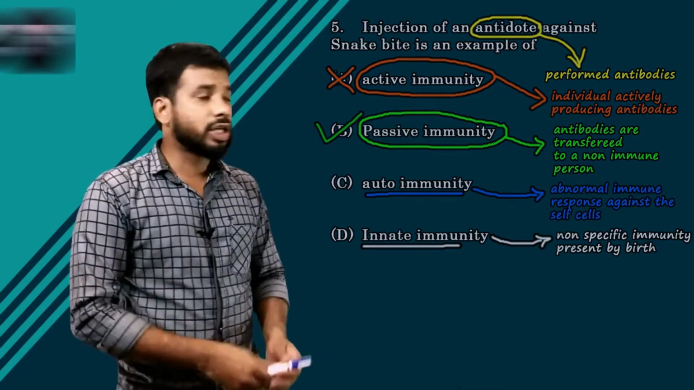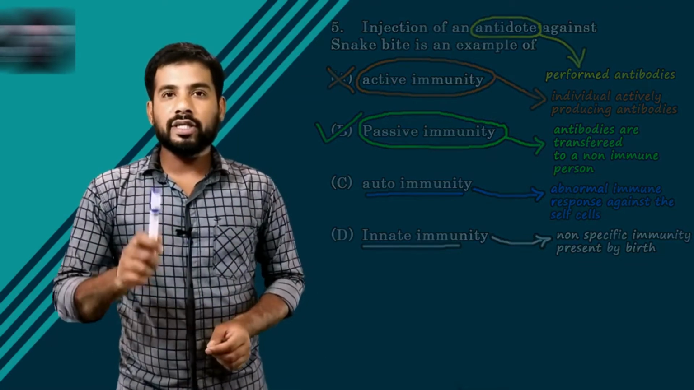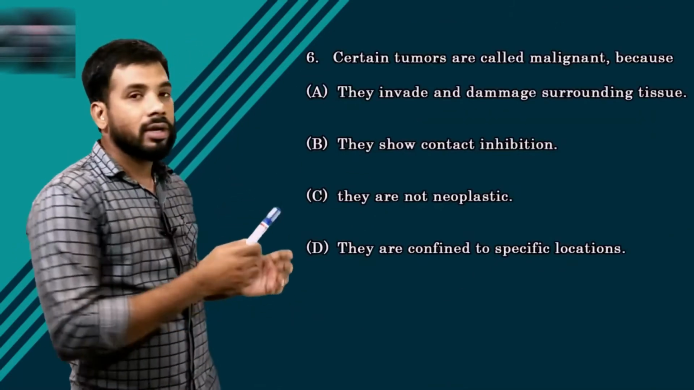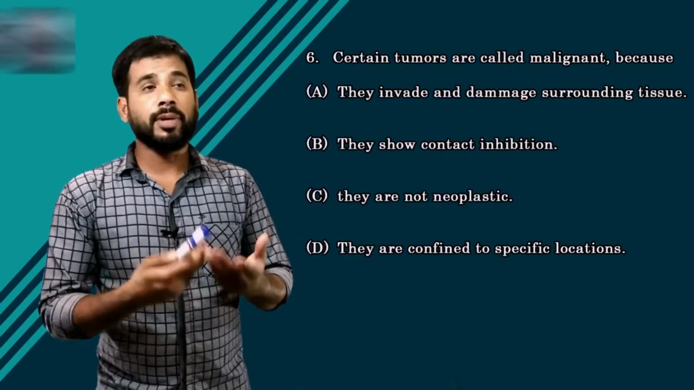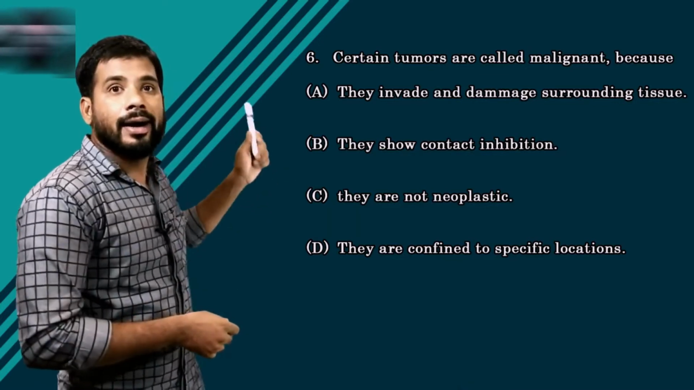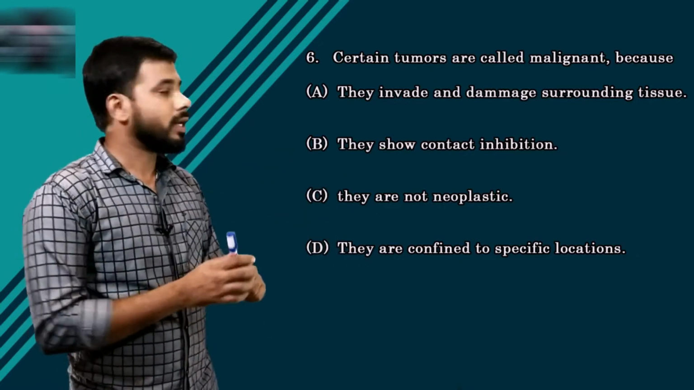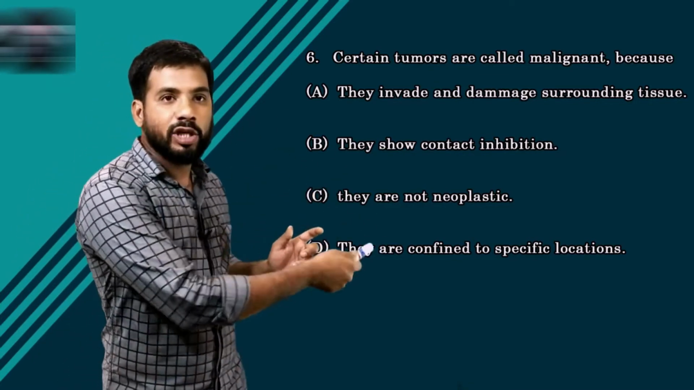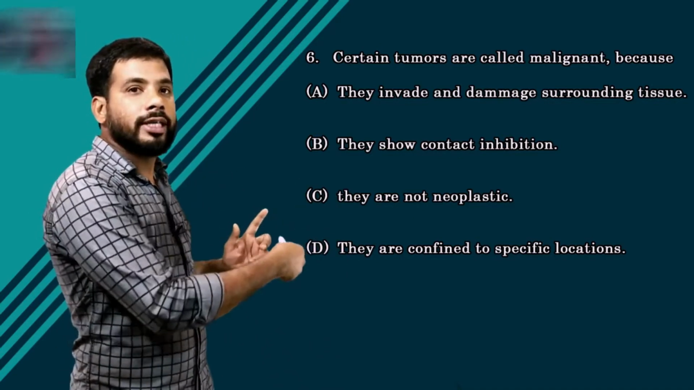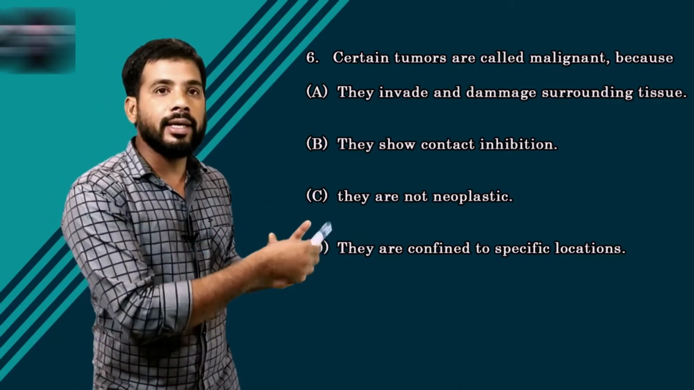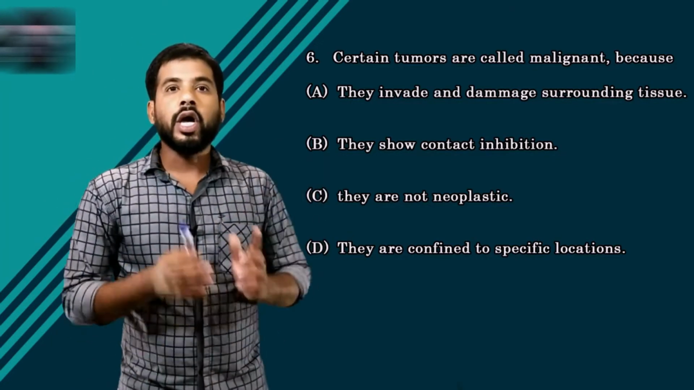So I think you understand this question. Now let us take question number 6. The question is, certain tumors are called malignant tumors because they invade and damage the surrounding tissue. Option B, they show contact inhibition; option C, they are not neoplastic; and option D, they are confined to specific location.